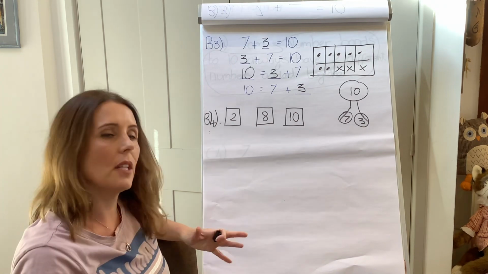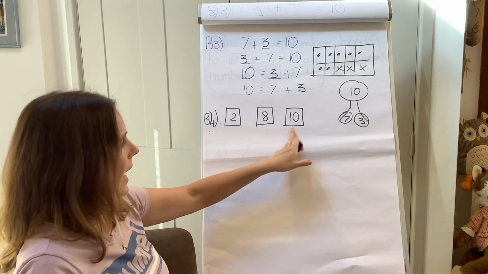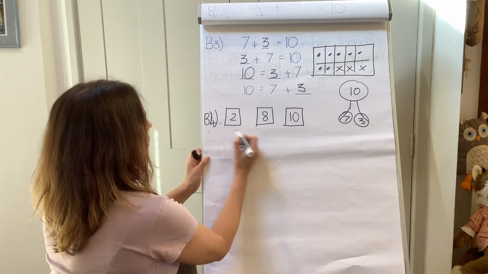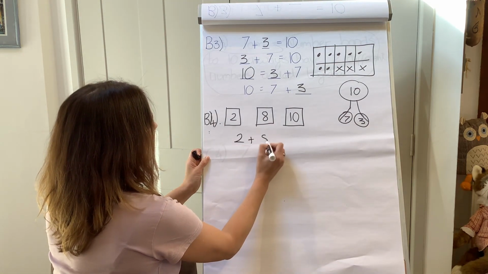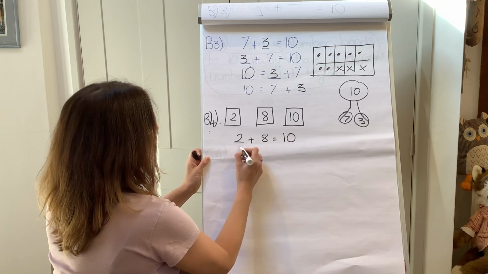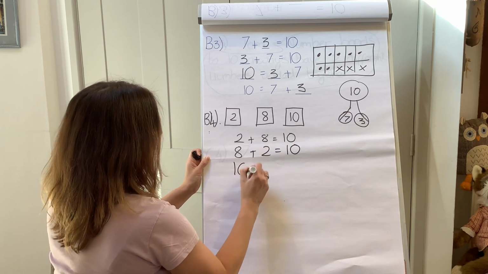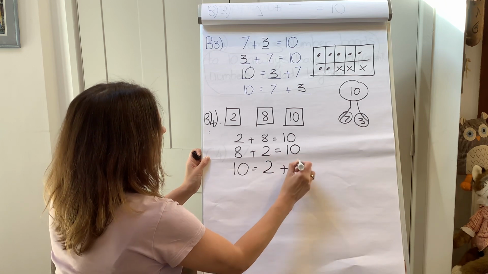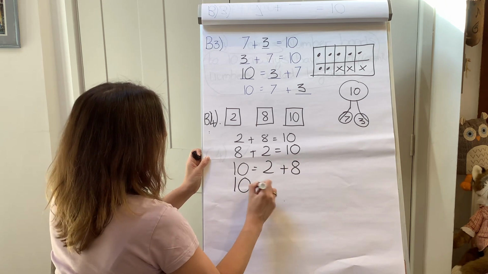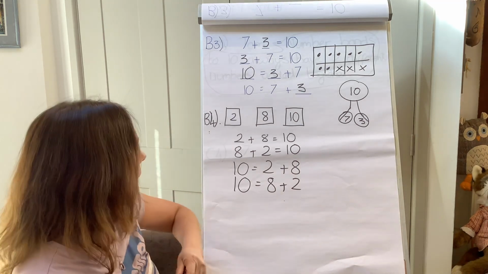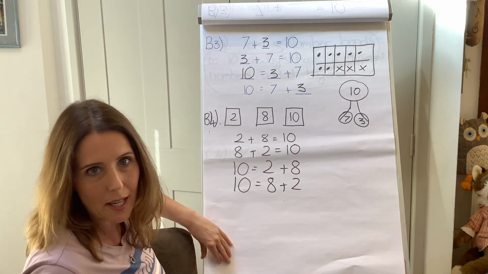The next thing you had to do was use the numbers 2, 8 and 10 to make 4 addition sentences. So you could have had 2 add 8 is equal to 10, 8 add 2 is equal to 10, 10 is equal to 2 and 8, and 10 is equal to 8 and 2. But use the number frames, use counters, make it visual for yourself.